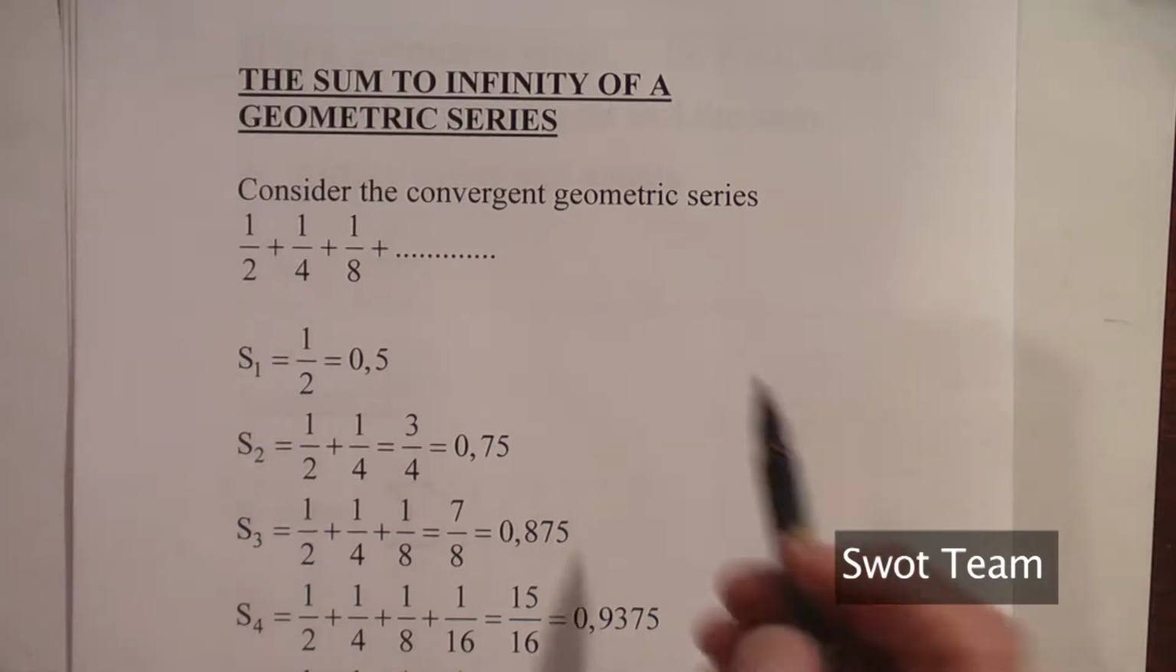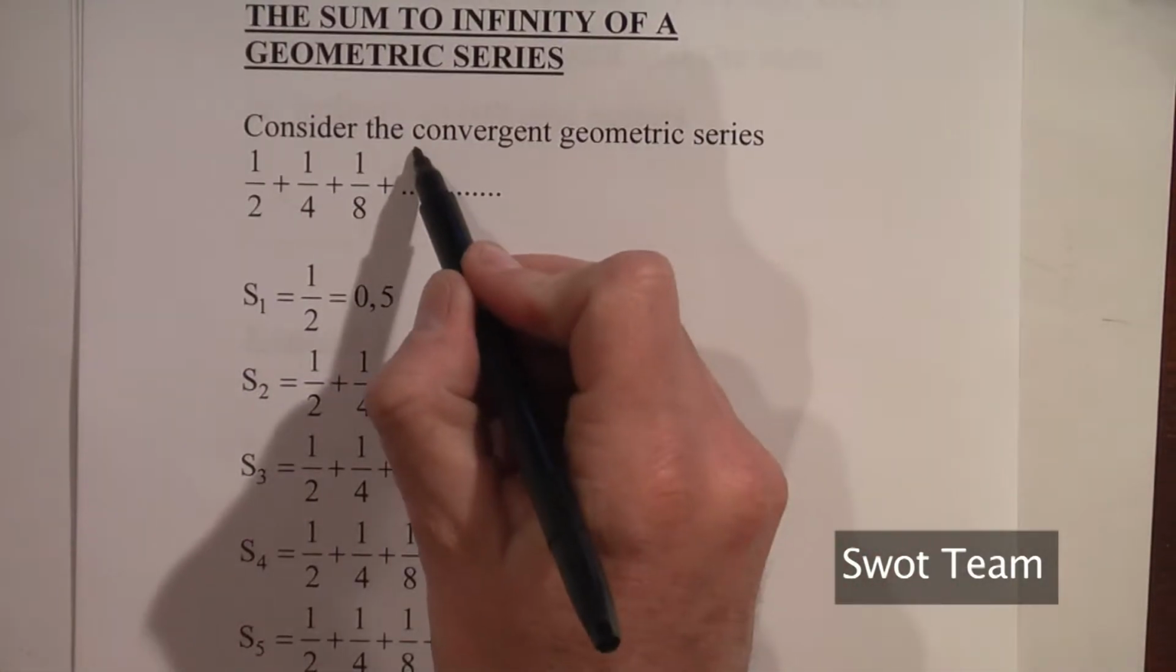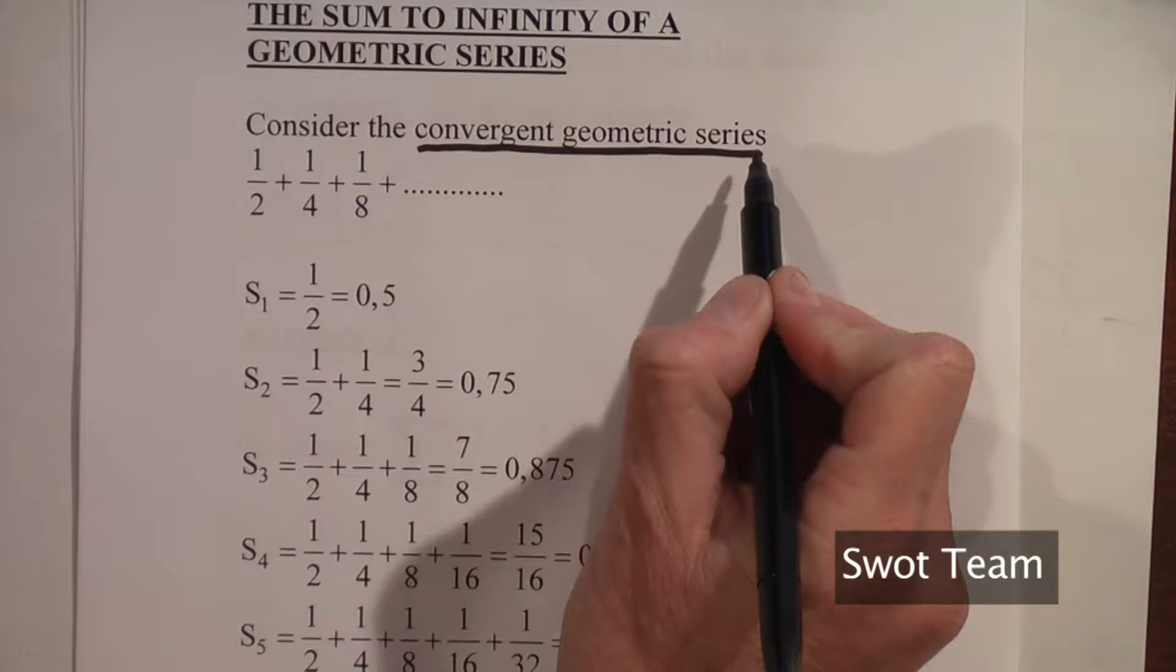I prefer to talk about it in terms of limits. Okay, what does this mean? So let's explore sum to infinity a little bit. Don't say you're adding up all the terms to infinity. Impossible. You're never going to stop. So what does sum to infinity mean? Let's have a look at this. I'm going to take what we call a convergent geometric series.